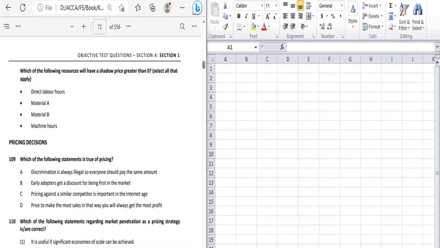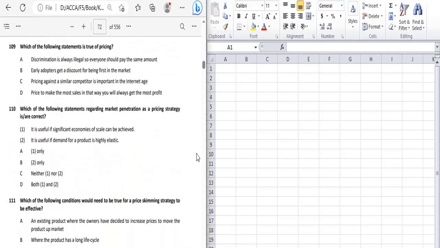Last, price to make the most sales, and in that way you will always get the most profit. Here again the word always has been used, but that will not be the case. Sometimes you might be in a loss. It's not always a profit. So this is incorrect.